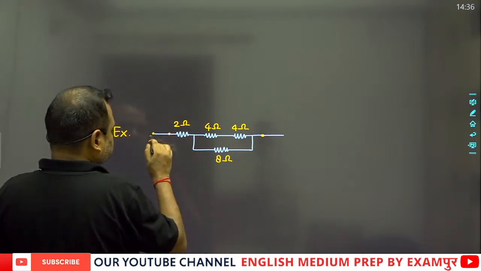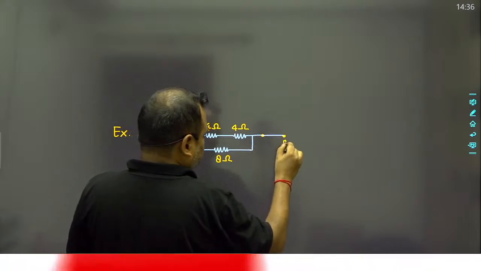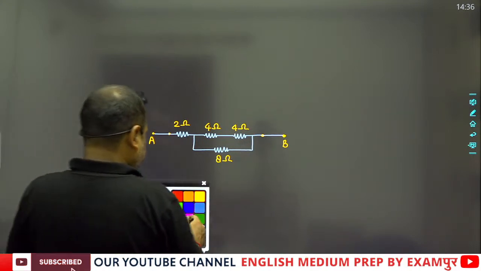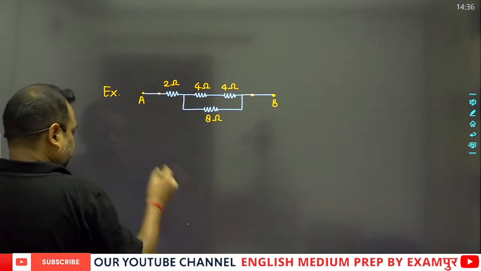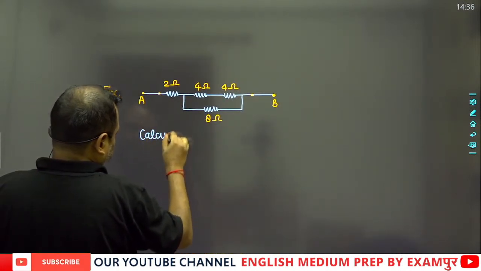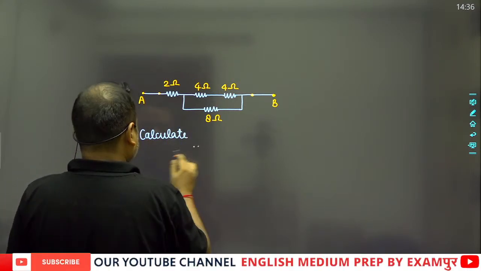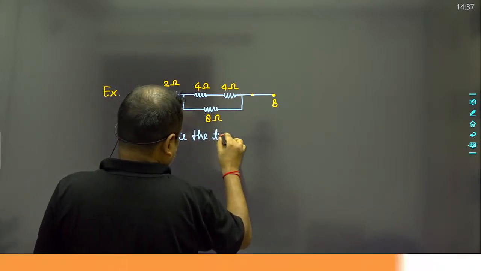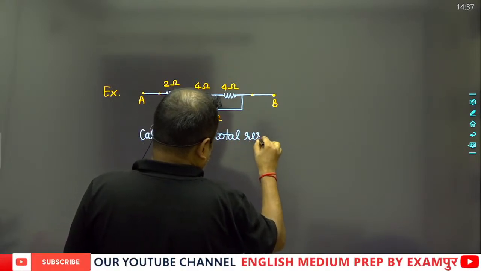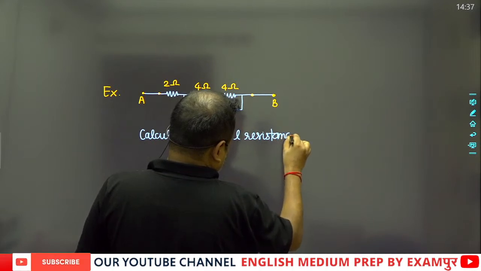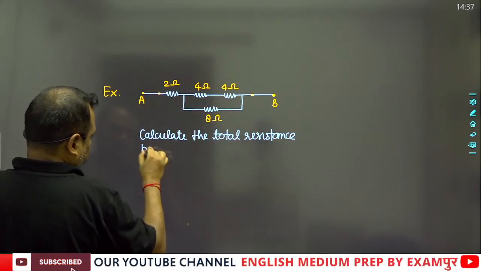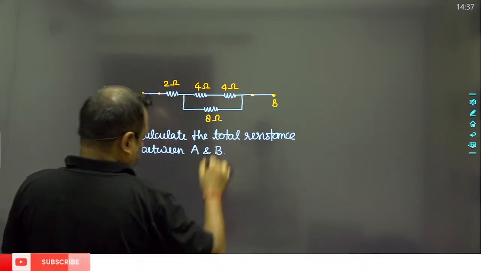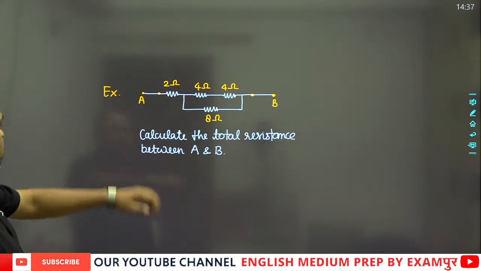So calculate the total resistance between A and B.